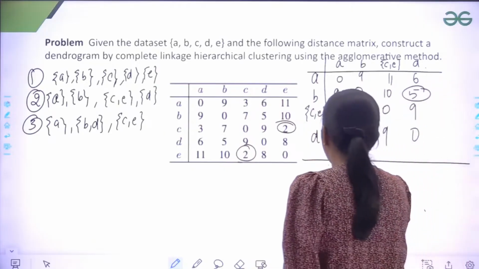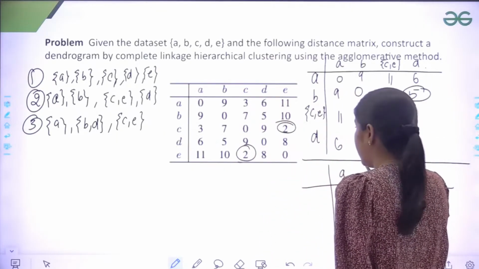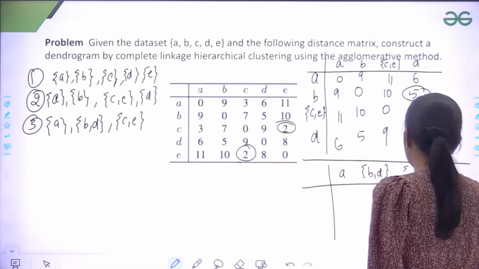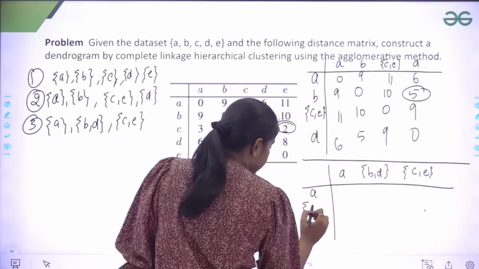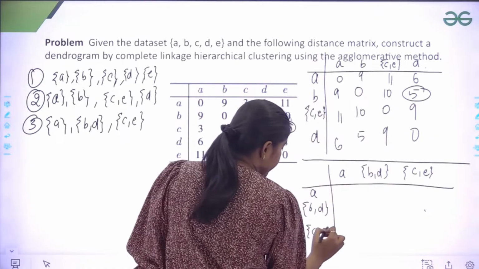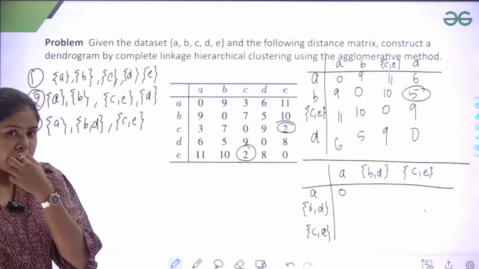So now next step would be, I'll write down the points. Here this is point A, and this is another cluster, that is BD, and this is another cluster, that is CE. A and BD, and then we have CE. So distance of A with A is 0. Just tell me, guys, what is the distance of A with BD?